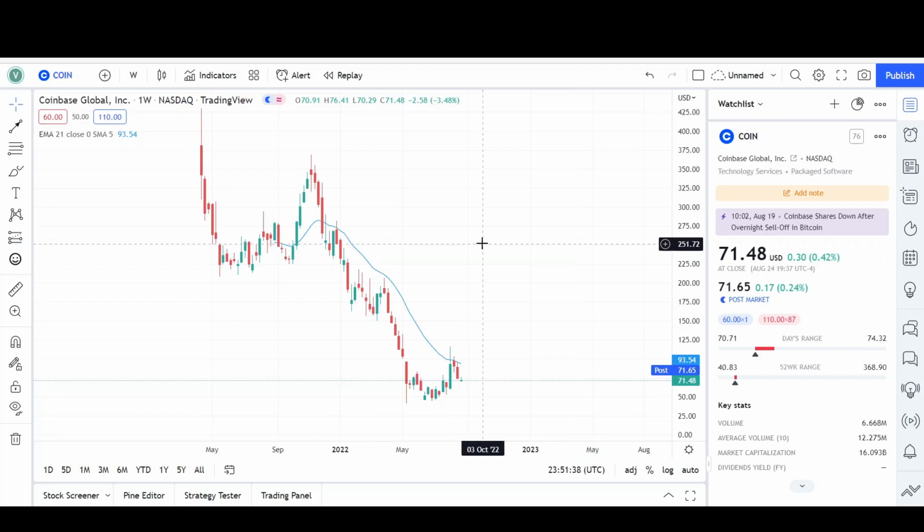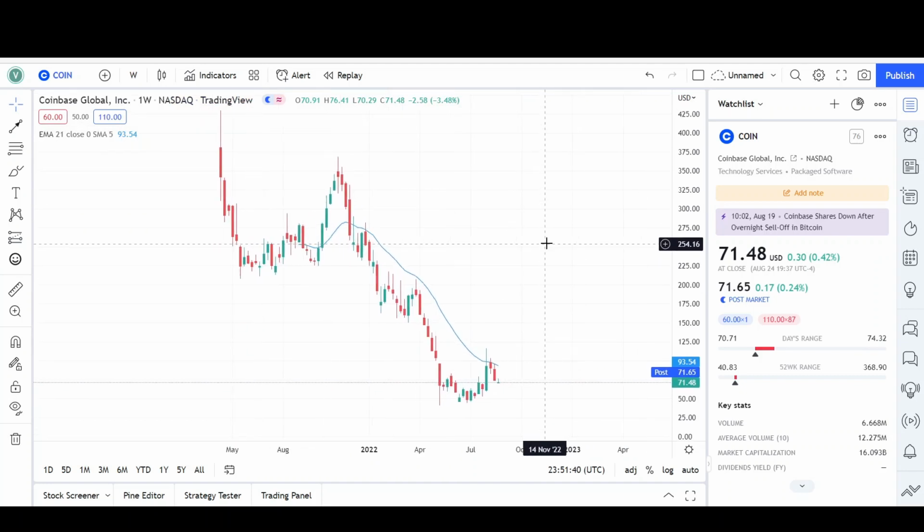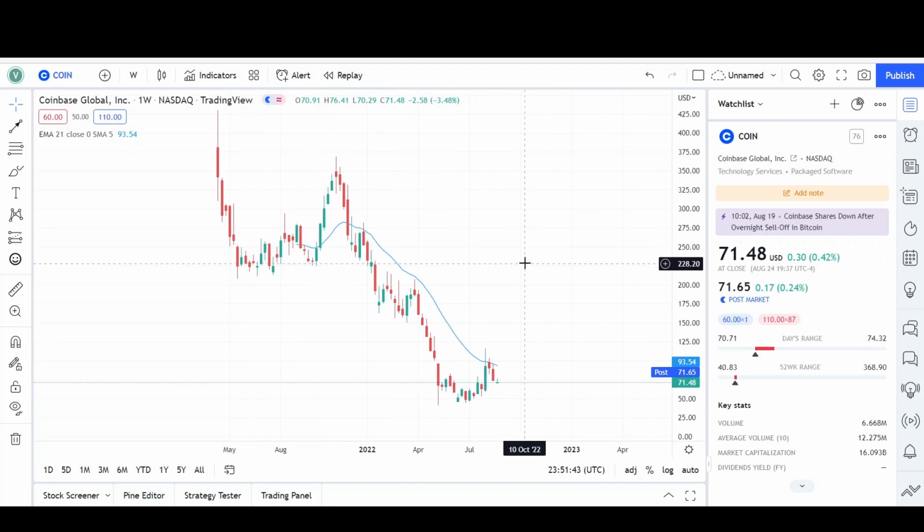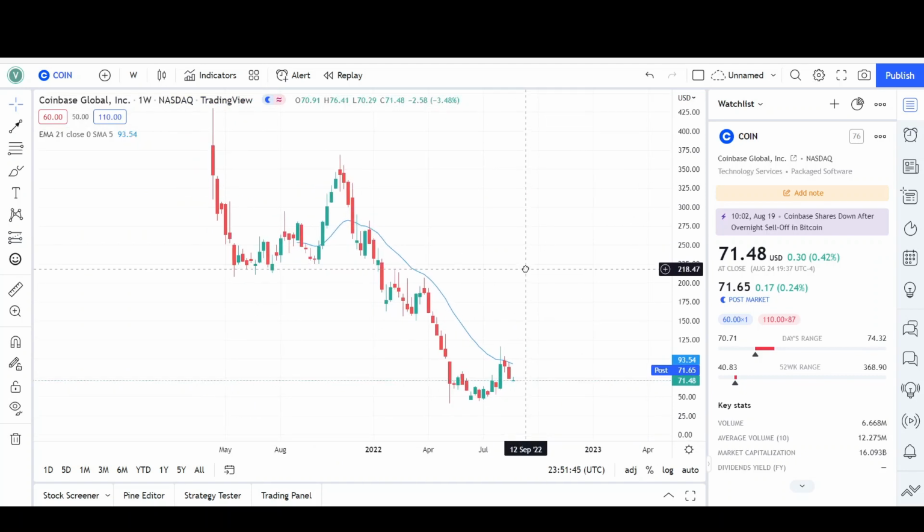Before we go on to the weekly chart, I forgot to mention that since I believe Bitcoin and a lot of other cryptocurrencies are going to drop, it would just make sense that Coinbase would also follow cryptocurrencies.